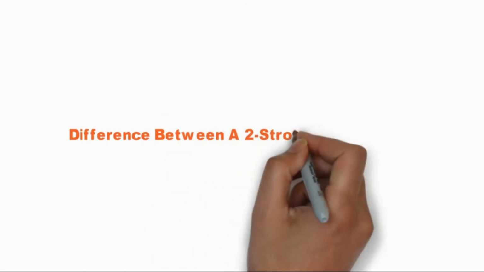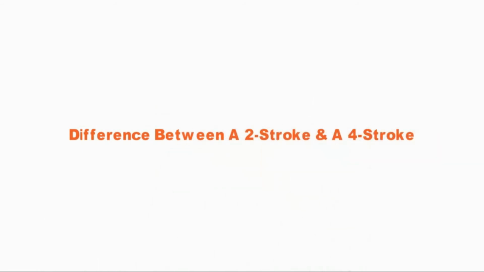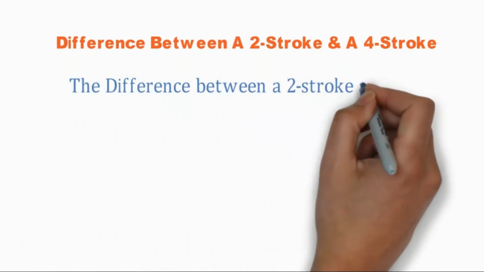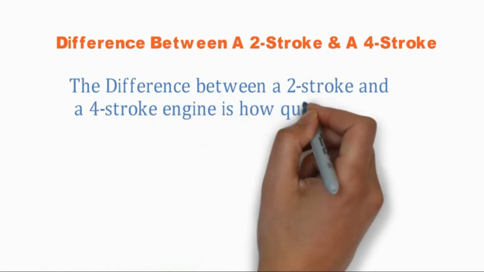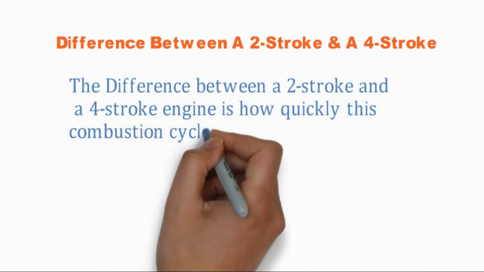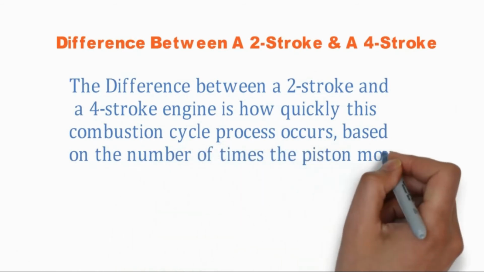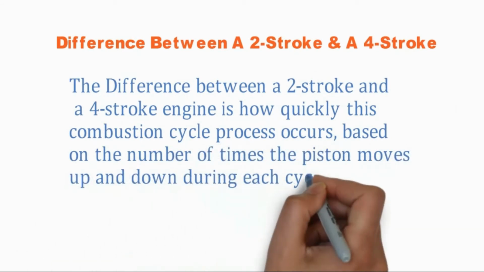Difference between two-stroke and four-stroke engine. The difference between two-stroke and four-stroke engine is how quickly this combustion cycle process occurs, based on the number of times the piston moves up and down during each cycle.